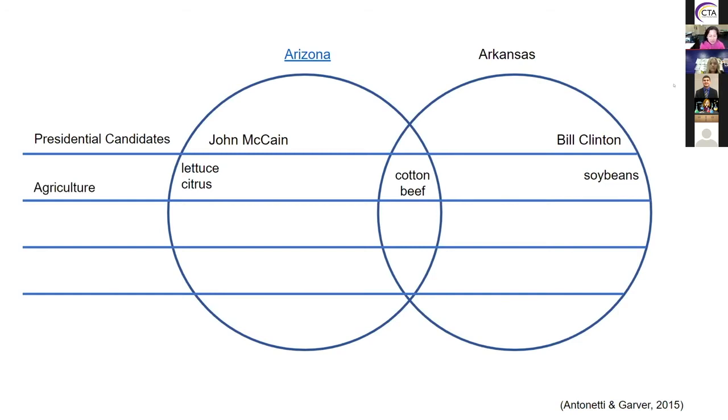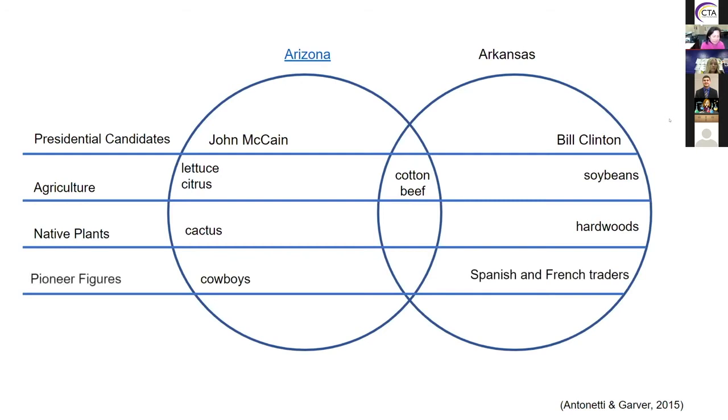Let's go on to the next one. They're researching cactus and hardwoods. What is the theme behind this? What is the concept? What is the thought behind this? This happens to be native plants. Next, please. Cowboys in Arkansas, Spanish and French traders. What are they? They happen to be pioneer figures. So this is one way to take a Venn diagram and change it up a bit.